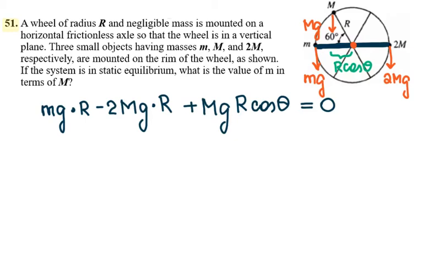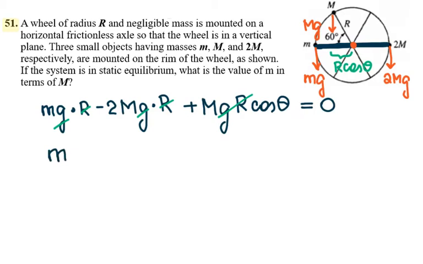So what I did is the sum of all the torques is equal to 0. And now I'm solving for little m. Oh, all of them have r and all of them have g. So I can cancel all the g's and r's from all of them, or divide all of them by rg. And now I'm going to solve them all for m.